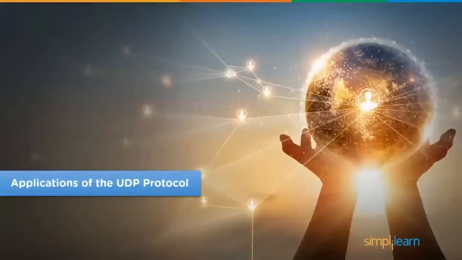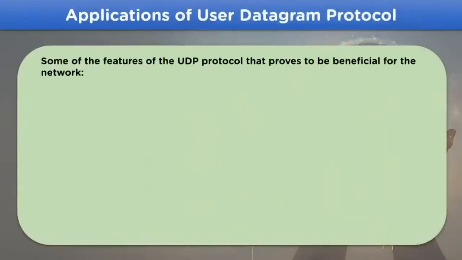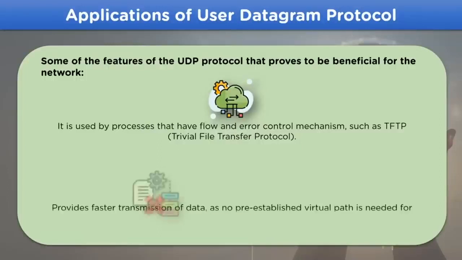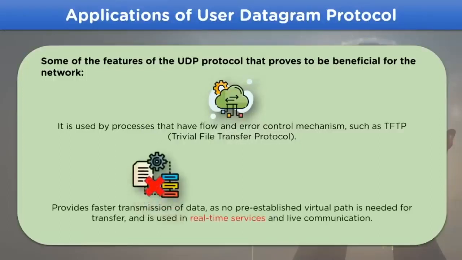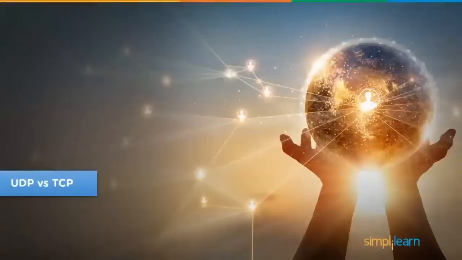Now let's move on to the applications of UDP protocol. Let's take a look at some of the features of the UDP protocol that provide applications to various network models. For the first one, it provides flow control and error control mechanisms to network models such as TFTP. Next, it provides faster transmission of data as there is no pre-established virtual path needed, so it is used for real-time services, live communication, and gaming services. Now let's move on to the last section for this session, that is UDP versus TCP protocol.